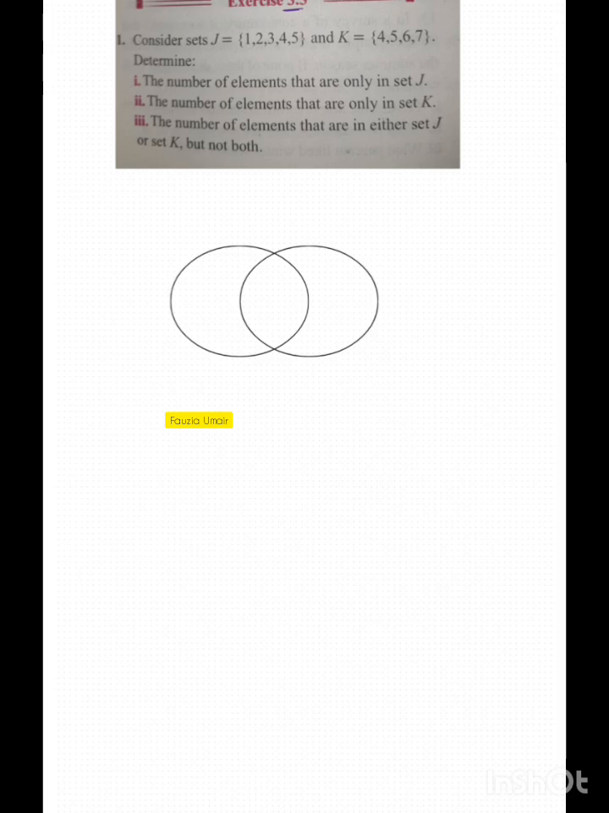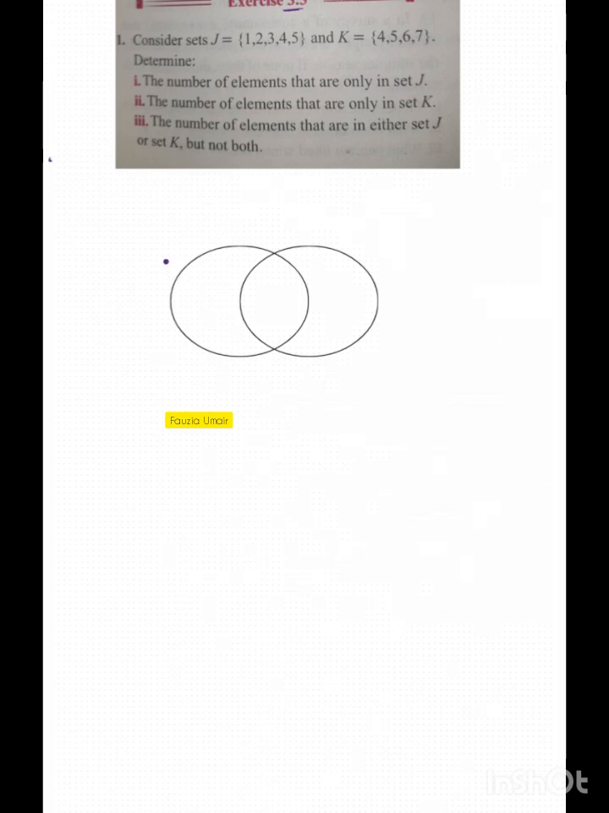So question number 1 of exercise 3.5 is: consider set J is this and K is 4, 5, 6, 7. You need to determine three things: the number of elements that are only in set J, the number of elements that are only in set K, and the number of elements that are in either set J or K but not in both. So first of all, let's visualize it.